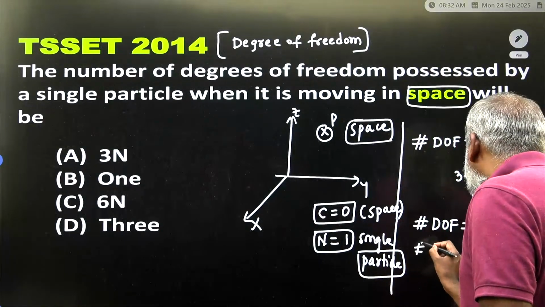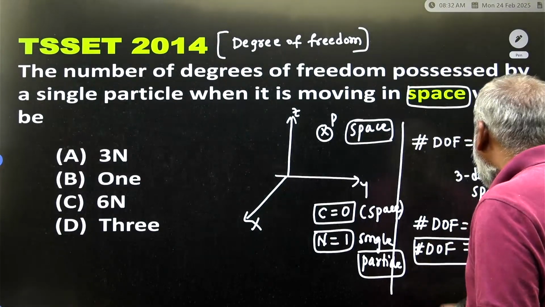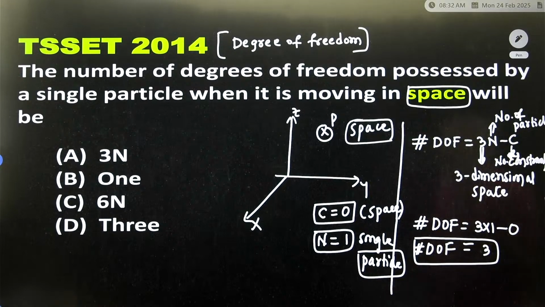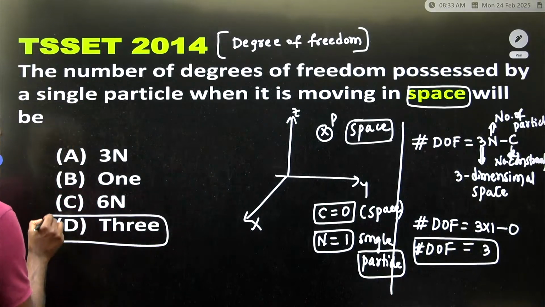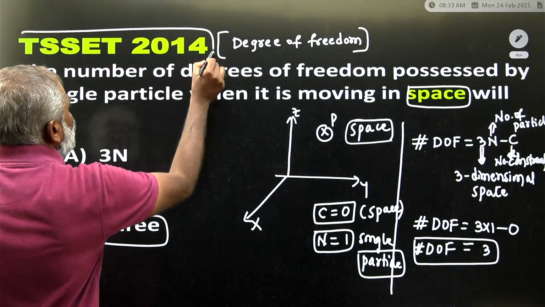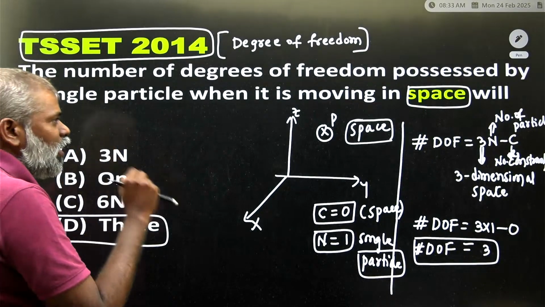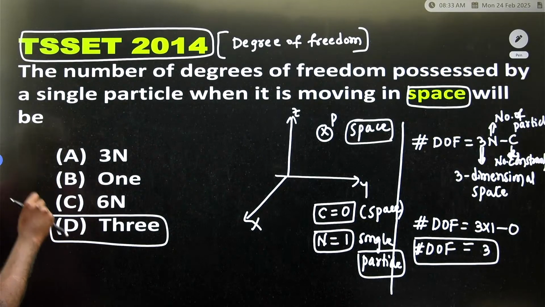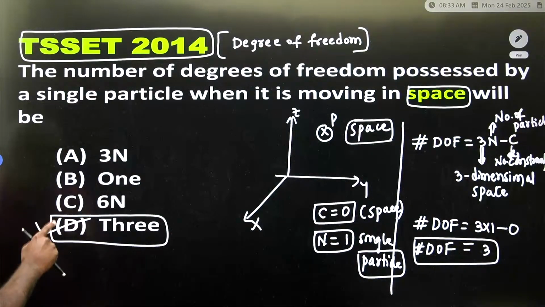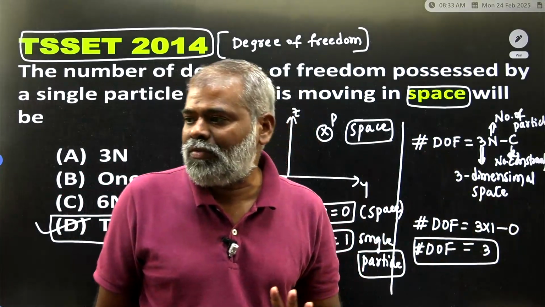So the number of degrees of freedom of a single particle moving in space is 3. How simple it is! In TSSET 2014 there was a question: the number of degrees of freedom possessed by a single particle moving in space. The answer we get is 3 degrees of freedom.